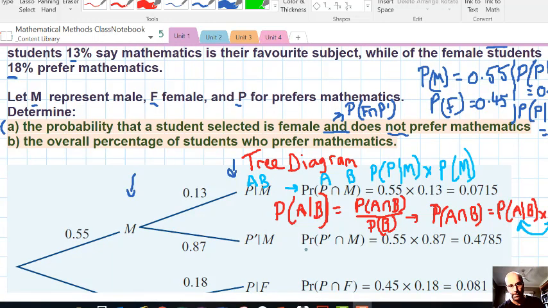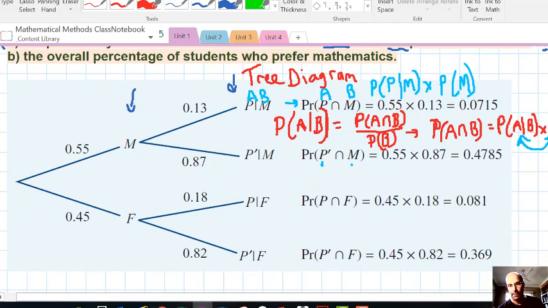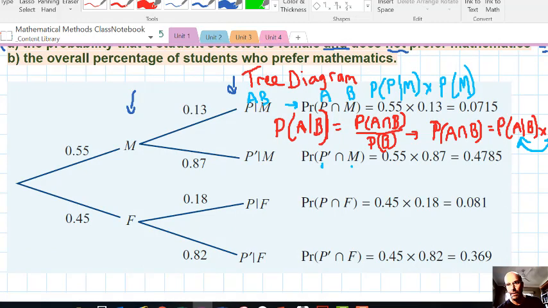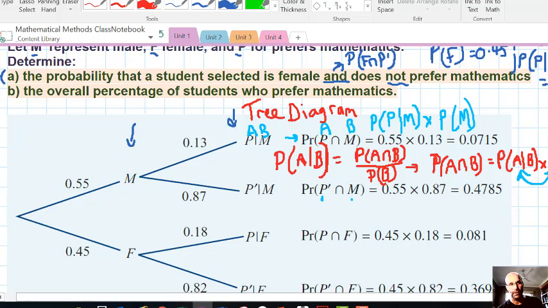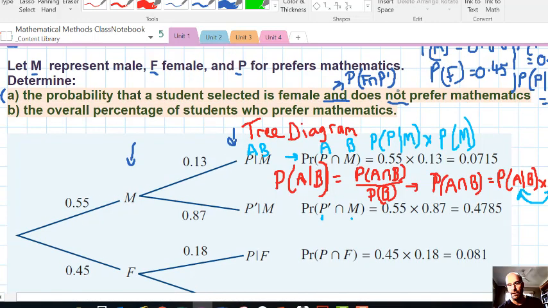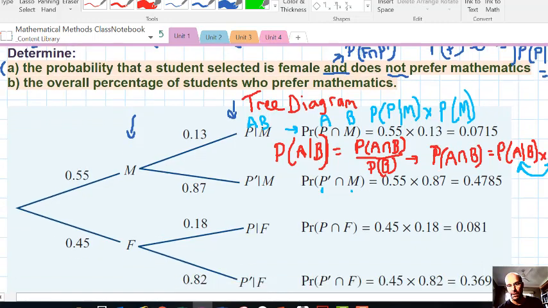We may repeat that for the others, so the next one would be the probability of somebody who does not have a preference for maths and they are a male, and you could repeat that for all 4 outcomes there. You can see that's done. So we need to look at which one might relate to the task we're doing, and again in part A it's the probability that a student selected is female and does not prefer maths. Now we said that's F intersection P dash.